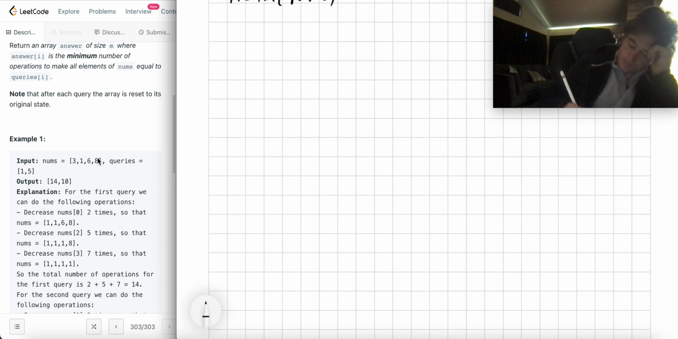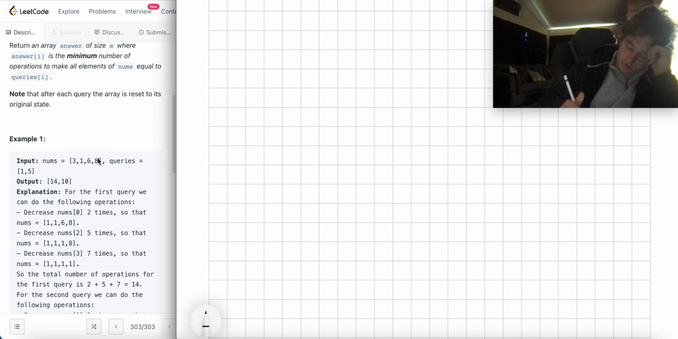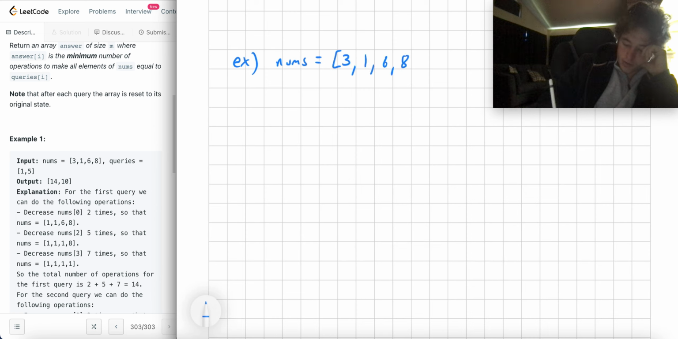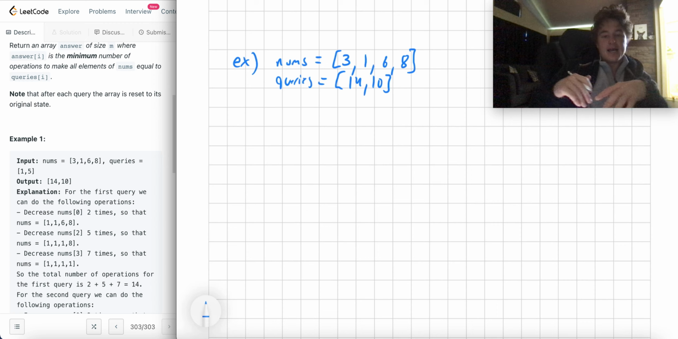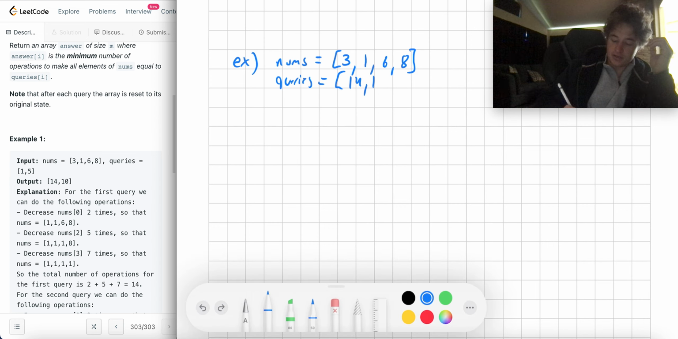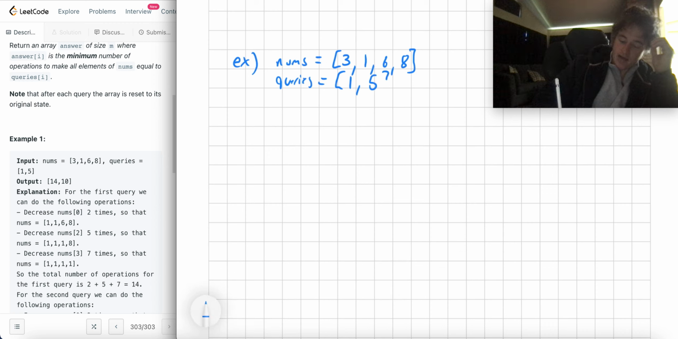Okay, so for example, nums equals 3, 1, 6, 8. What a beautiful array. And queries equals 1 and 5. These are all independent problems, right? There's an independent problem where I check the query 1, and an independent problem of checking the query 5.